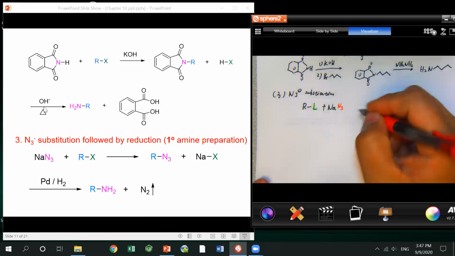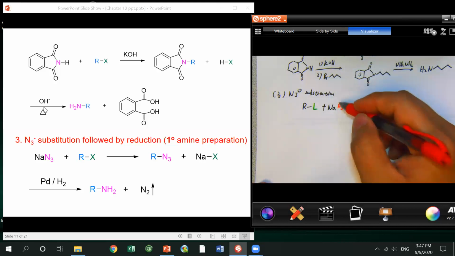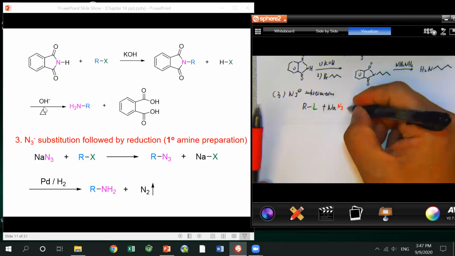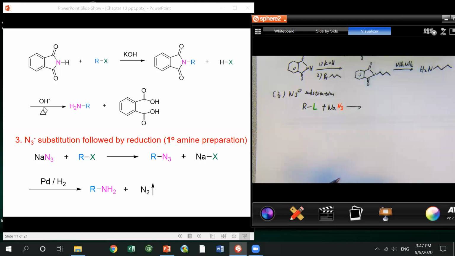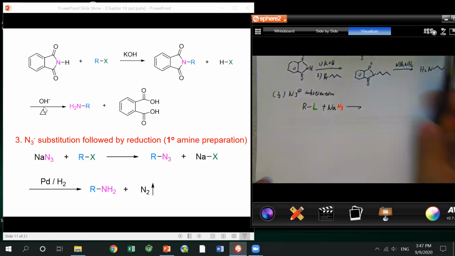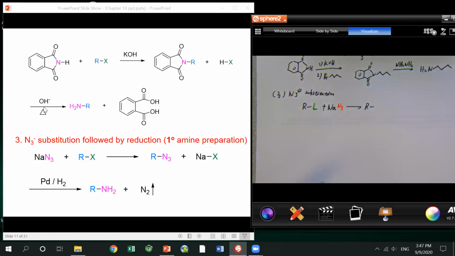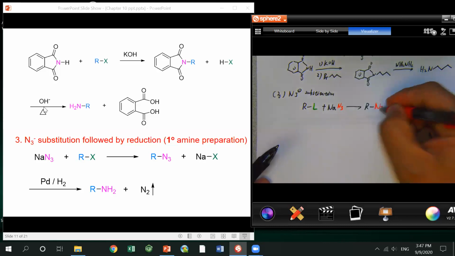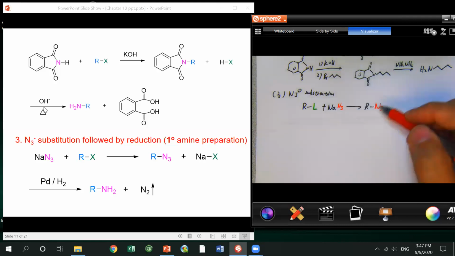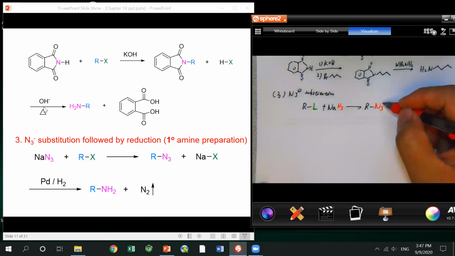Sodium azide is NaN3, as we learned in previous chapters. That's a good nucleophile and weak base, so it's pretty good for the SN2 reaction. After the simple substitution reaction, you get the alkyl azide, R-N3. Once that's done, you have to do one more step, called a reduction, to reduce the N3 into NH2.